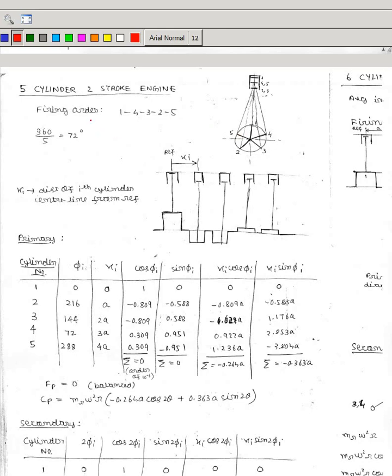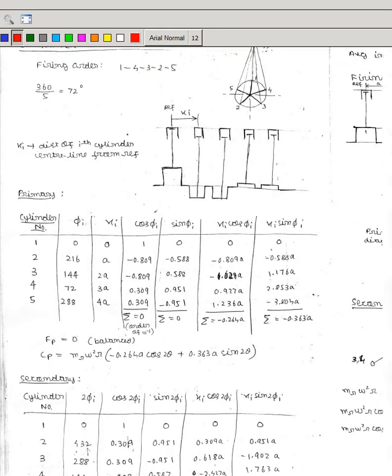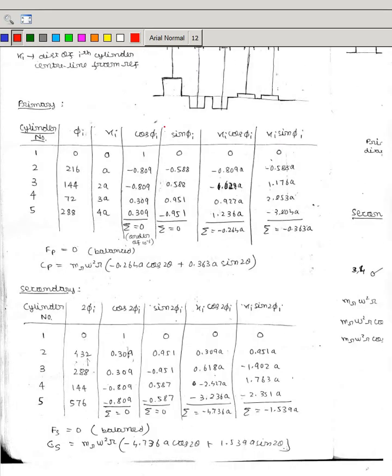And since it's a 2-stroke engine, one complete revolution is 1 cycle. So the angular interval is 72 degrees. And first you have to show crank 1, then 4, then 3, then 2, then 5, according to this firing order. Then the xi is the distance, and the leftmost cylinder is taken as the reference.